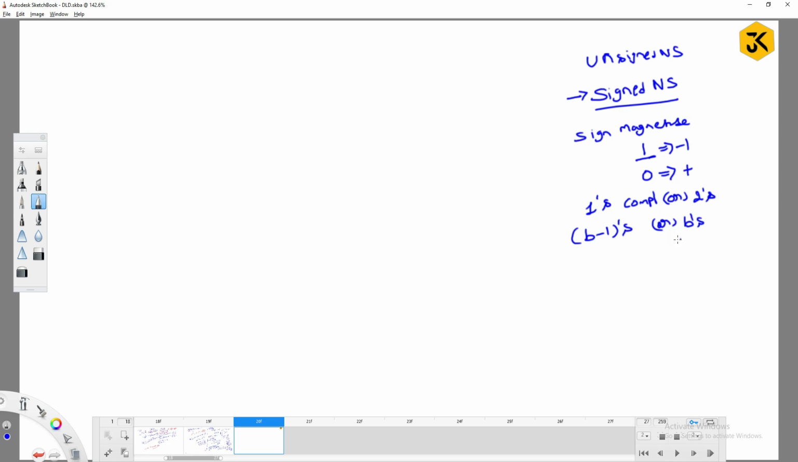Right? If you are going to work with the binary number system, there can be two possibilities. One is 1's complement, another one is 2's complement, right? If you are going to have the decimal number system, we are going to have two possibilities. One is 9's complement, another one is 10's complement. This is what we have seen.